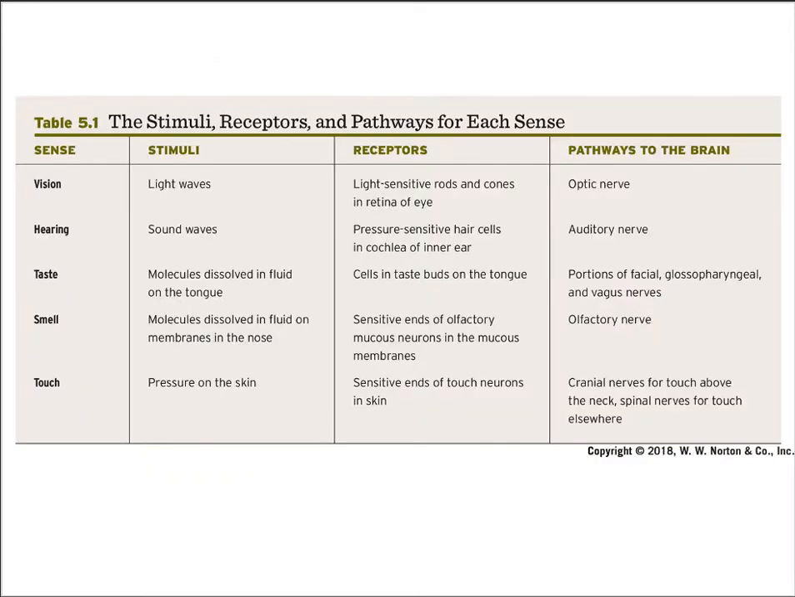Here's another graphic from the book, lays out what we're talking about here. It's the five senses, the type of stimuli involved, the receptors involved, and the pathways to the brain. You want to look over this graphic.